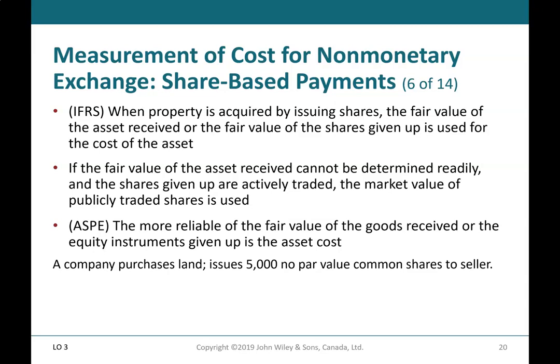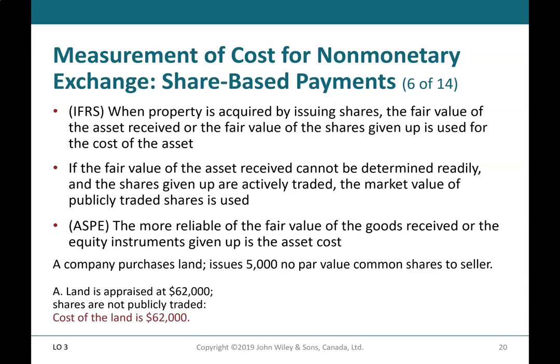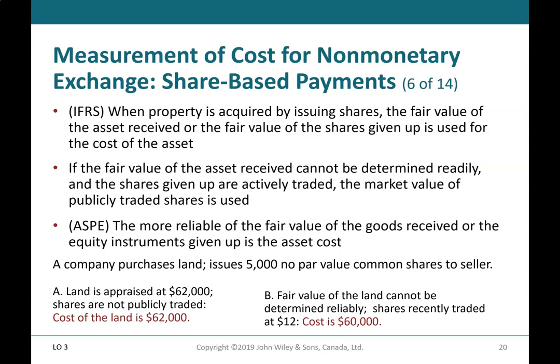ASPE: the more reliable of the fair value of the goods received or the equity instruments given up is the asset cost. A company purchases land and issues 5,000 no par value common shares to the seller. A: land is appraised at $62,000. Shares are not publicly traded, so the cost of the land is $62,000. B: fair value of the land cannot be determined reliably. Shares recently traded at $12, so the cost is $60,000.